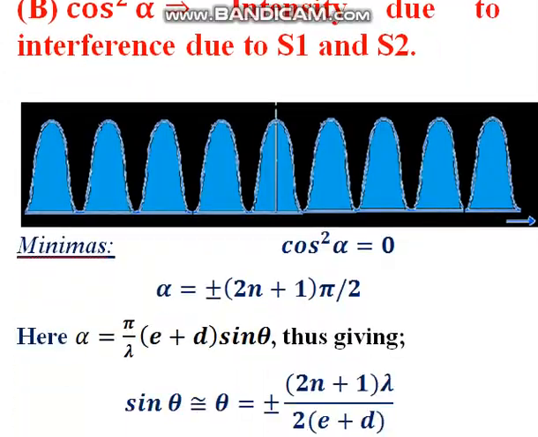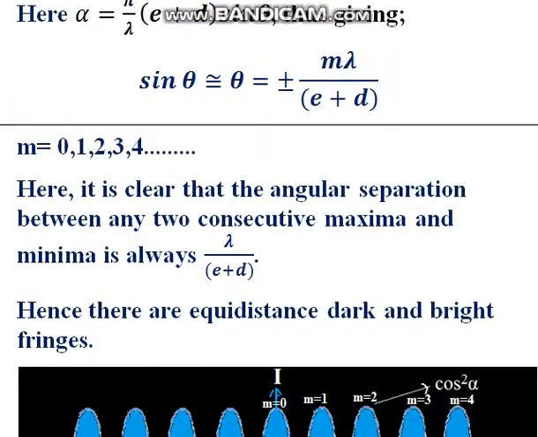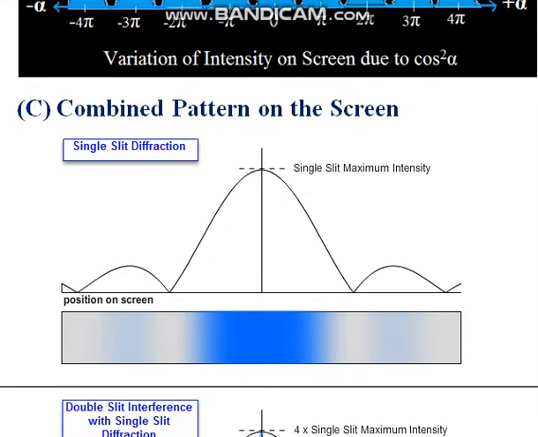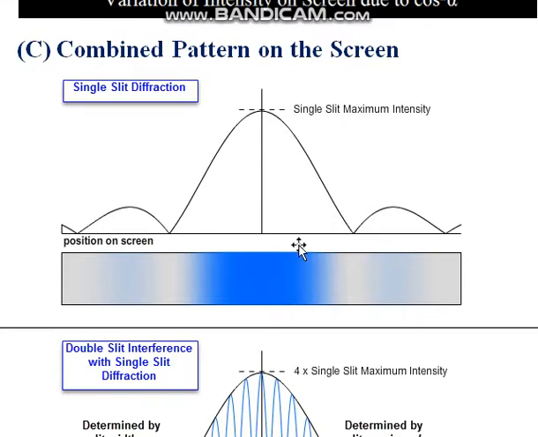So now in this video lesson let's see the combined pattern on the screen. First of all, I try to draw the single slit pattern. This is the single slit diffraction. This is the single slit maximum intensity at this point. This is the intensity versus beta graph, and this pattern is for the single slit.